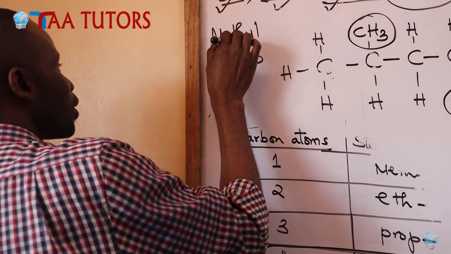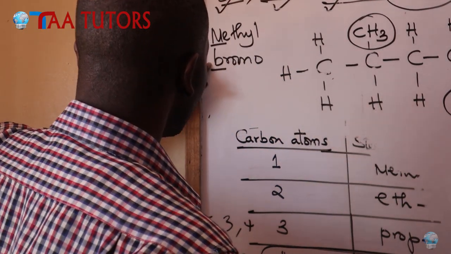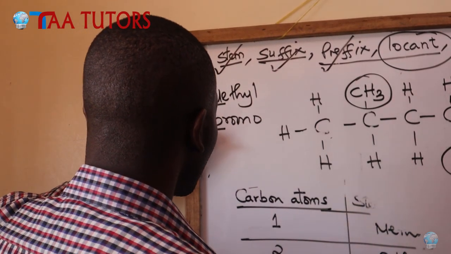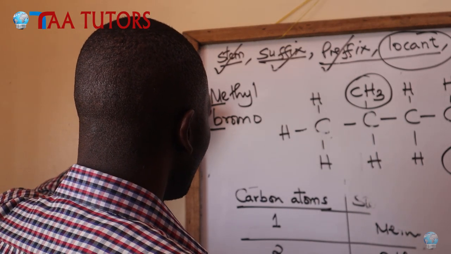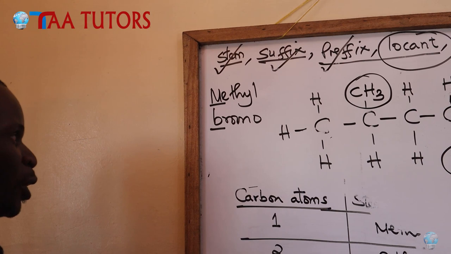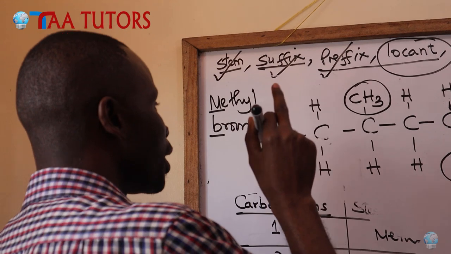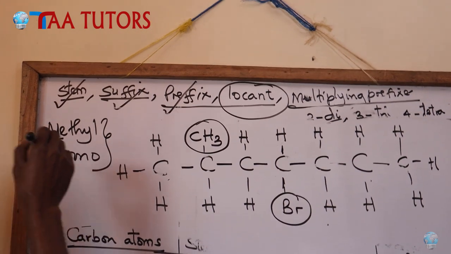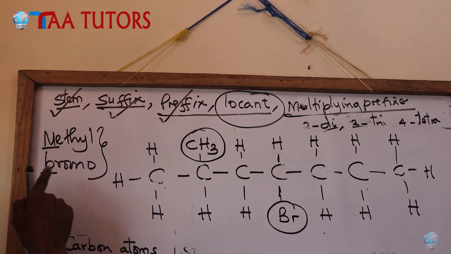I think my alphabetical, my class 1 letters are still okay. So it means bromine, B, appears before M. B is number 2, A, B. M is so far away. So the one that appears first will appear first in the name. So we are going to have bromo somewhere, then methyl, then we have pentane. So that rule comes in when you have different branches. Different branches, you have to follow alphabetical order to know which one appears first. So the branch that is going to appear first here is bromo.